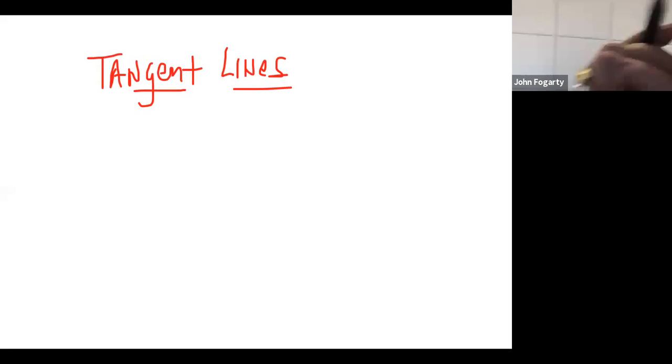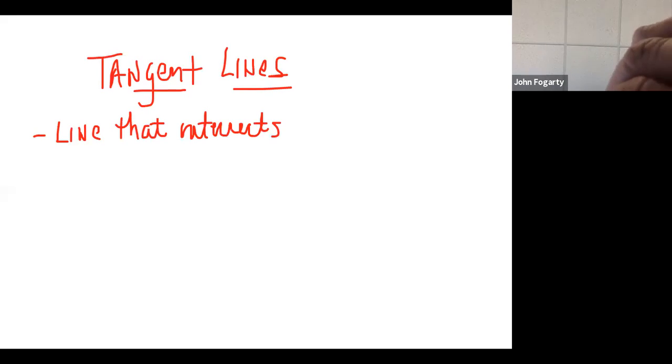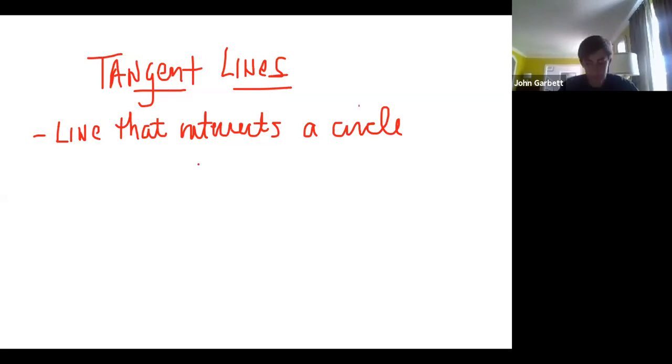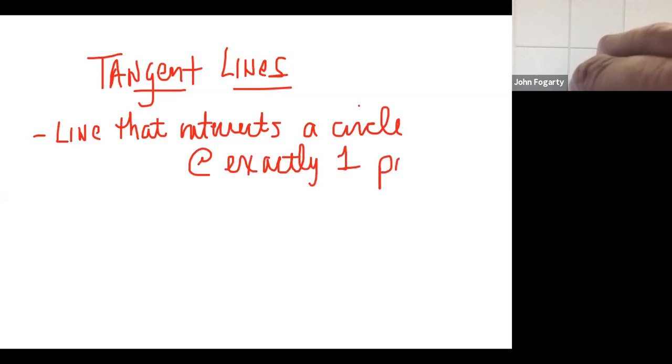Now, a tangent line is simply a line that intersects a circle at exactly one point. All right? It's a line that intersects a circle at exactly one point.